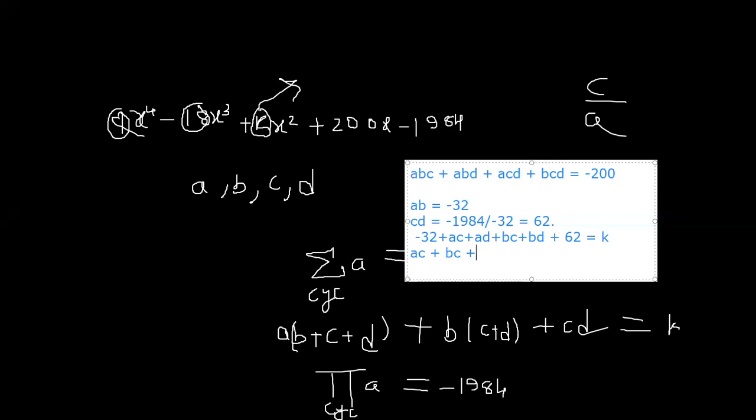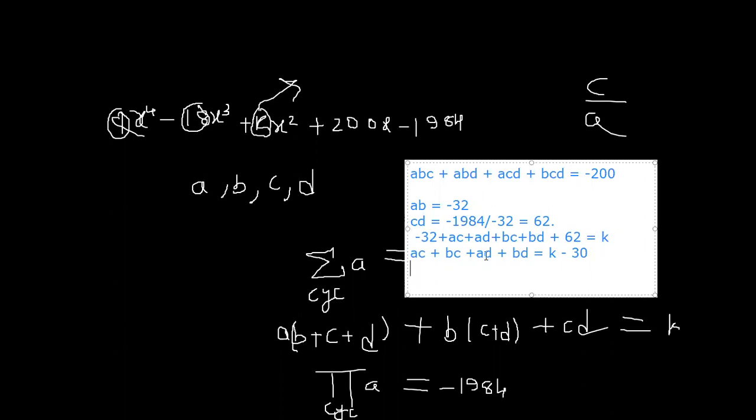From this you can tell ac plus bc plus ad plus bd is equal to k minus 30. Simple algebraic manipulations. And from this you can factorize and tell a plus b times c plus d equal to k minus 30.